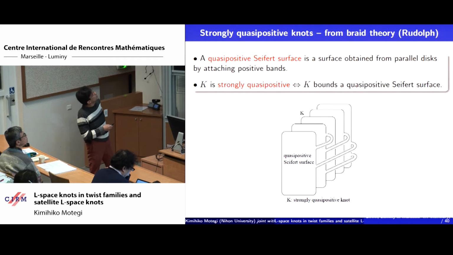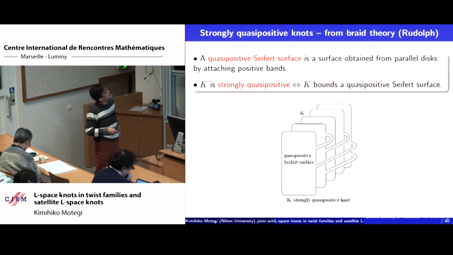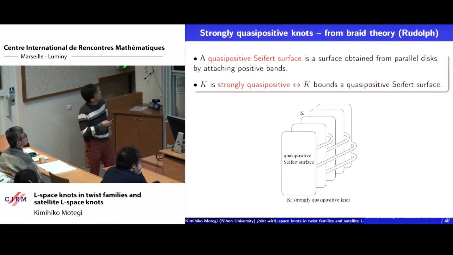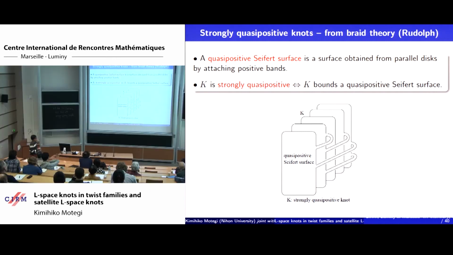So a positive Seifert surface is a surface obtained by parallel disks by attaching positive bands like this. This is a positive Seifert surface. And we say that a knot K is strongly positive if it bounds a positive Seifert surface. So this is a positive surface, and K is its boundary, and K is a strongly positive knot.